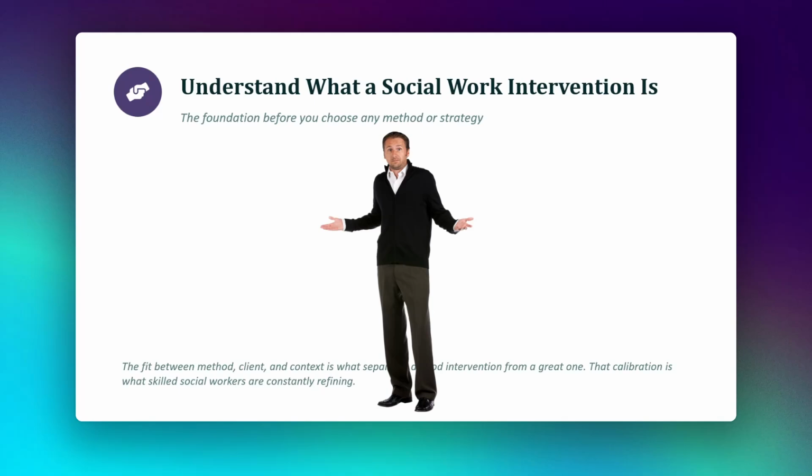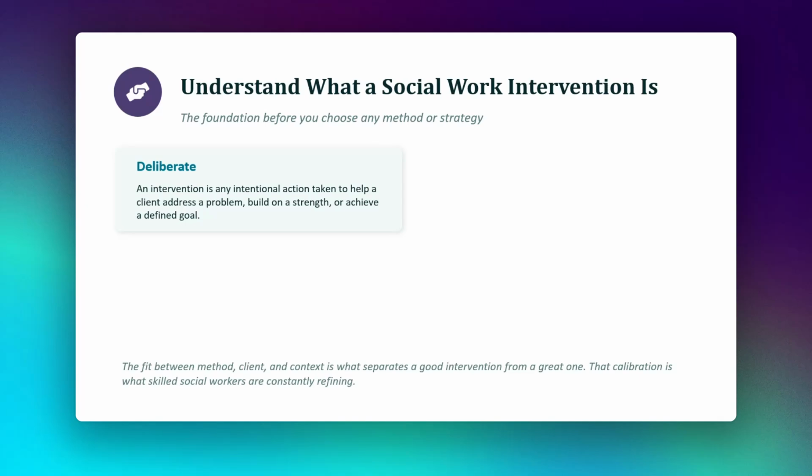Before we get into specific methods, let's make sure we're clear on what a social work intervention actually is. 4 things define a strong intervention approach. A social work intervention is a deliberate, intentional action a practitioner takes to help a client address a challenge, build capacity, or move toward a goal. Notice the word deliberate. Interventions are not accidental or reactive. They are chosen, and that choice matters enormously.